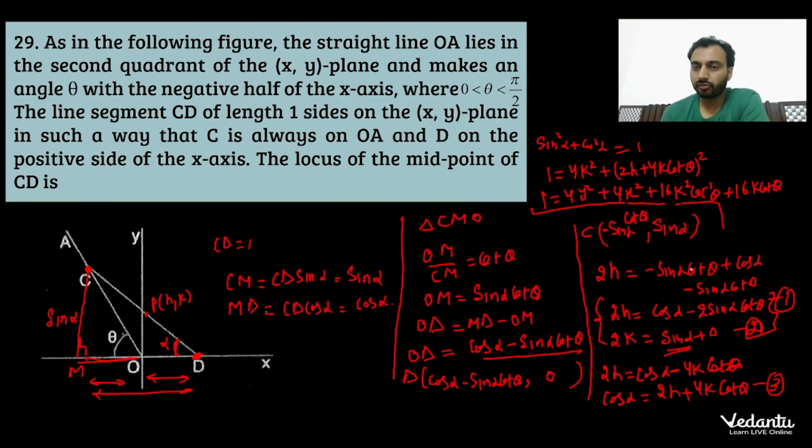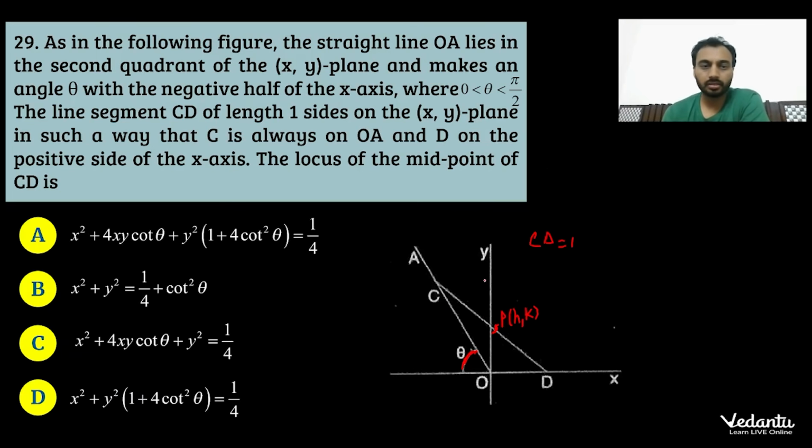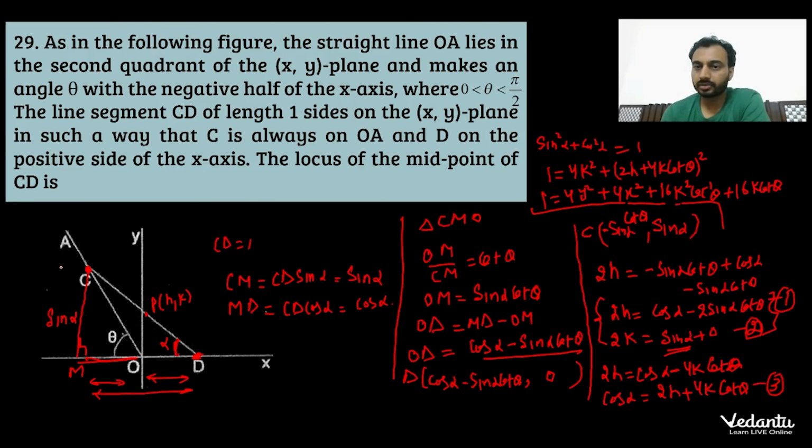So you can take 4 common from the right side and take it into the left hand side. So the expression that we get is x square plus y square plus 4xy cot theta, 16hk cot theta, and plus 4y square cot square theta.